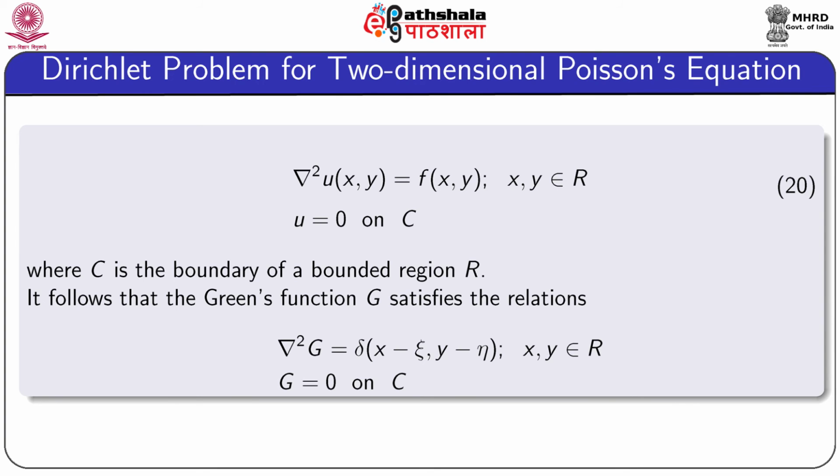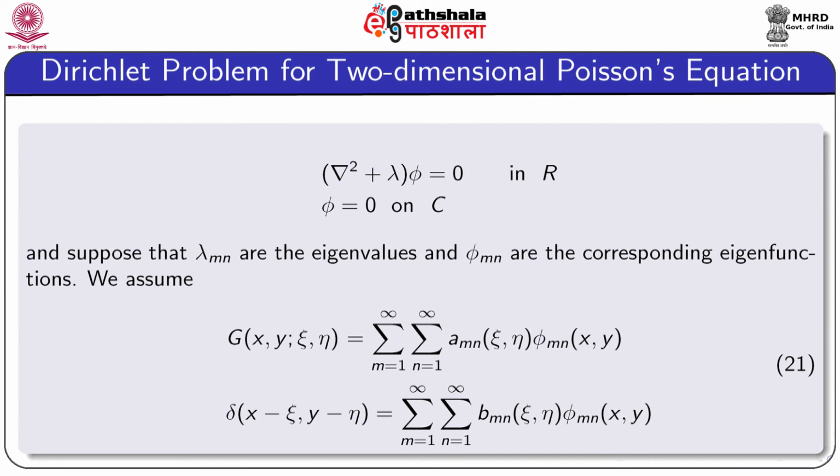If capital G is the Green's function of this problem, then it will satisfy Laplace square G equals delta function of x minus xi, y minus eta, where x, y belongs to the region capital R, and also the value of the Green's function is equal to 0 on C. If phi is the eigenfunction of the Laplacian operator corresponding to the eigenvalue lambda, then Laplace square plus lambda into phi equals 0 in R, and phi is equal to 0 on C. Let lambda mn be the eigenvalues and phi mn the corresponding eigenfunctions.